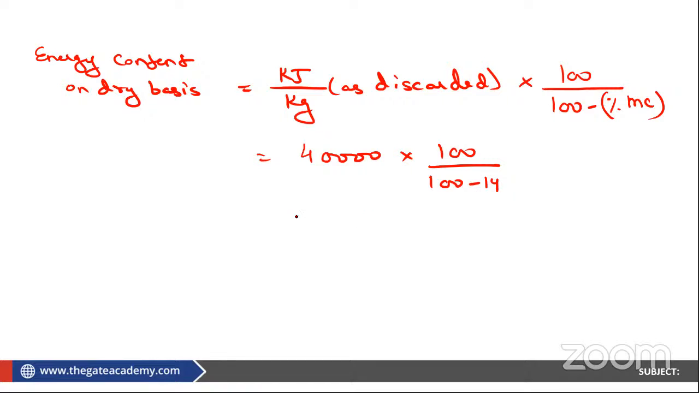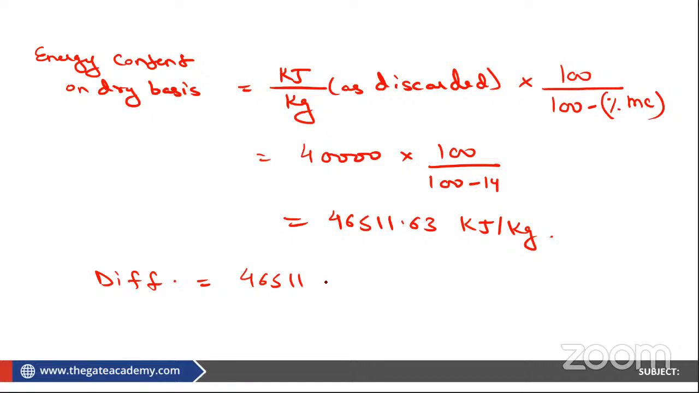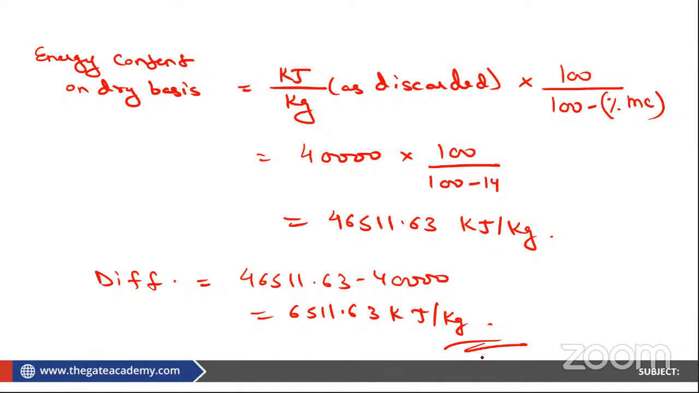which is given as 14%. When you solve this, you will get 46511.63 kilojoule per kg. That is the energy content on dry basis. Now you have to calculate the difference between the energy content on dry basis and discarded basis. So it will be equal to 46511.63 minus 40,000, which is 6511.63 kilojoule per kg. That will be the difference of energy on dry basis and on discarded basis.